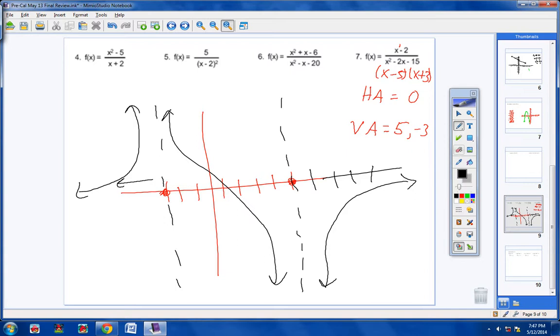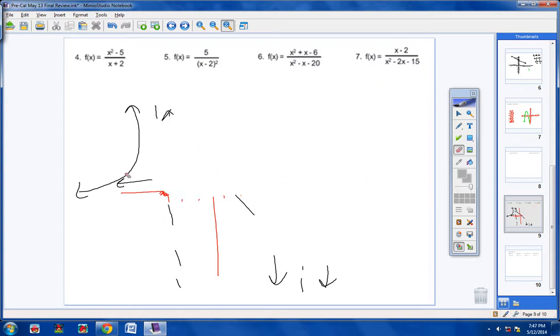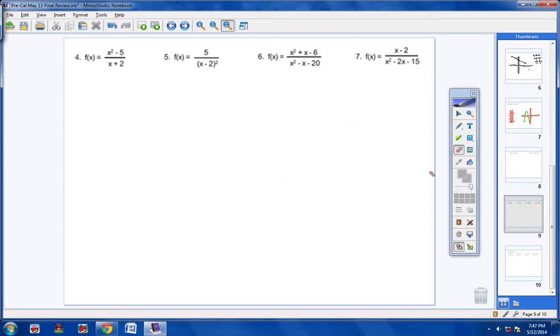I'm trying to make these as quick as possible when they're problems we just had about a week or 2 weeks ago, okay? So make sure you know how to find vertical asymptotes, horizontal asymptotes, slant asymptotes, and then you know what points to plot when you're dealing with rational expressions, okay?